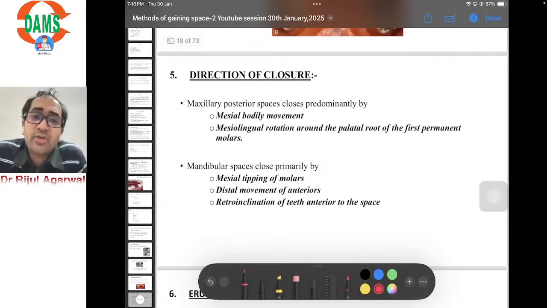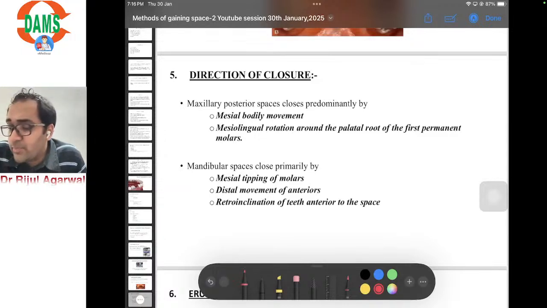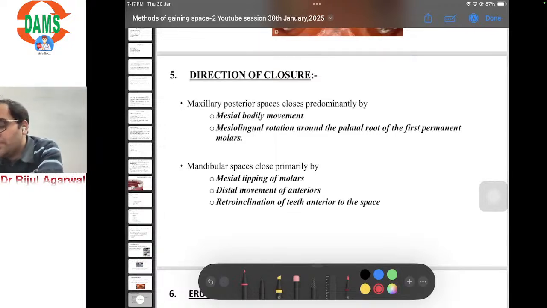Next is direction of closure. So in maxillary posterior spaces, the space closure is predominantly a mesial bodily movement of the teeth, and at the same time there is a mesiolingual rotation tendency around the palatal root of the first permanent molars. And in mandibular teeth, the space loss is primarily by mesial tipping of molars or distal movement of anteriors, or retroclination of teeth anterior to the space.